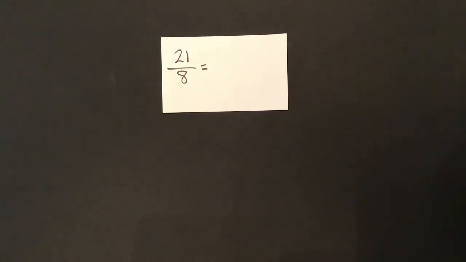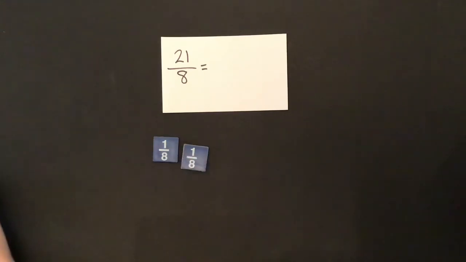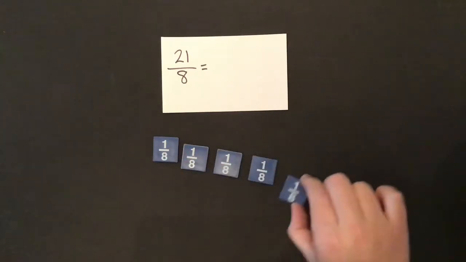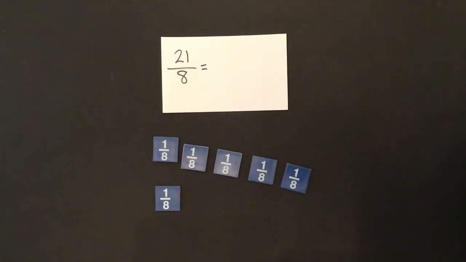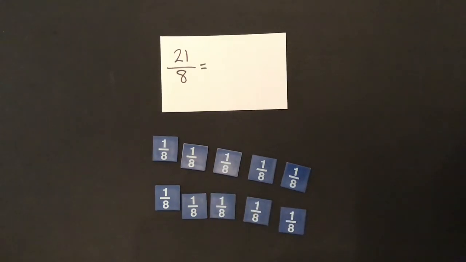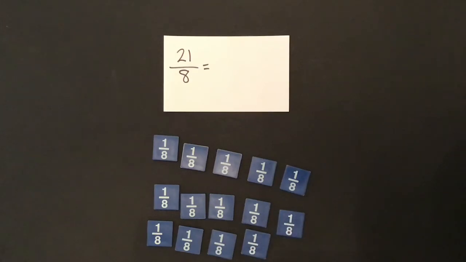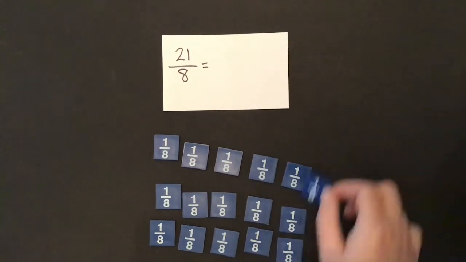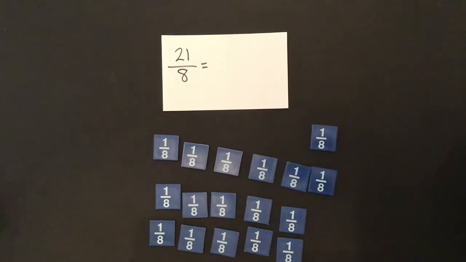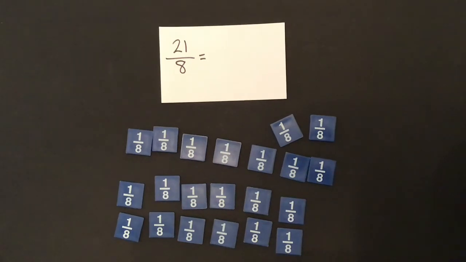For the next example, we have 21/8. So I need 21 pieces. 1/8, 2/8, 3/8, 4/8, 5/8, 6/8, 7/8, 8/8, 9/8, 10/8, 11/8, 12/8, 13/8, 14/8, 15/8, 16/8, 17/8, 18/8, 19/8, 20/8, 21/8. That's a lot of 1/8 pieces.